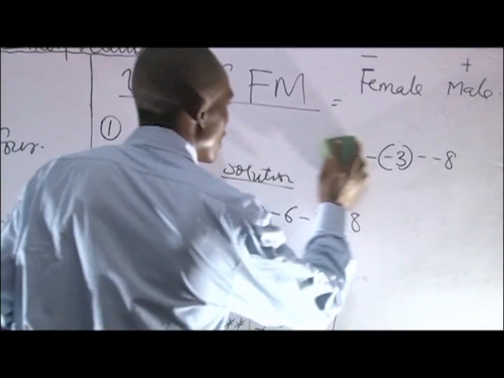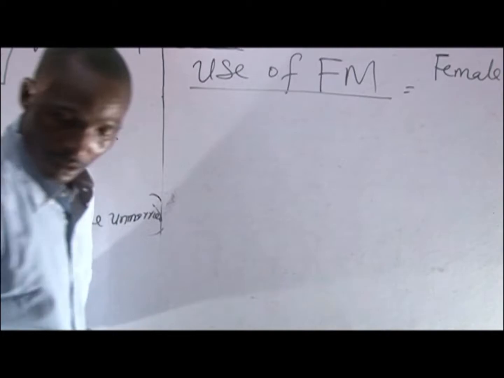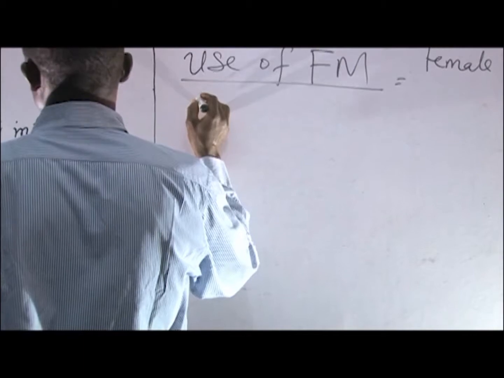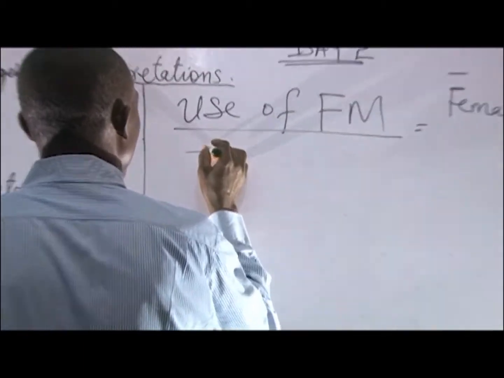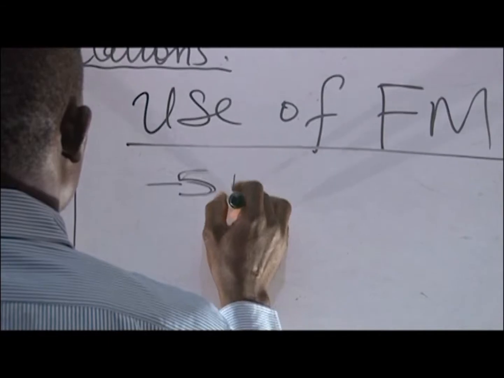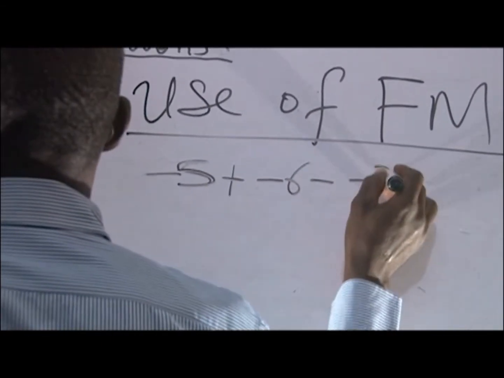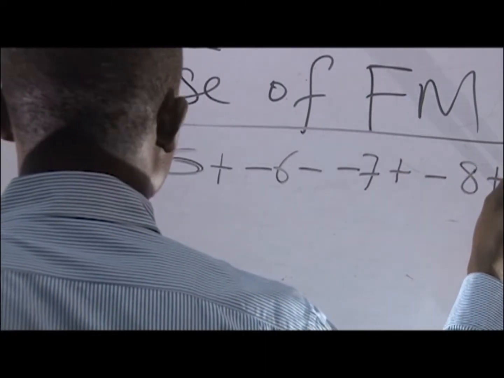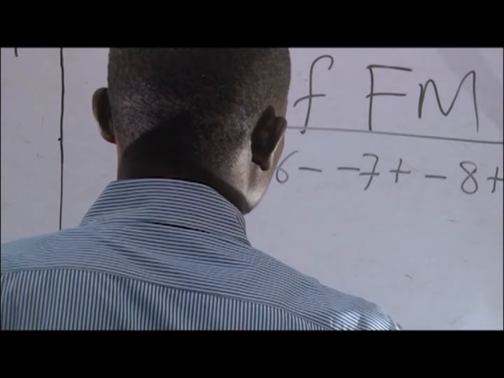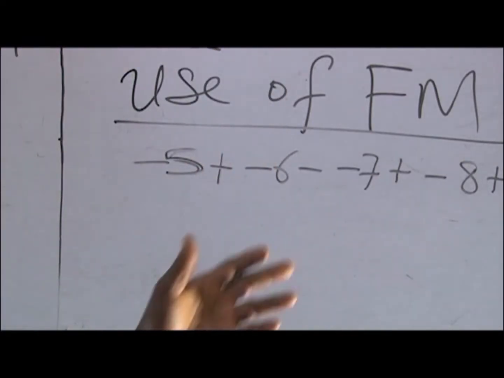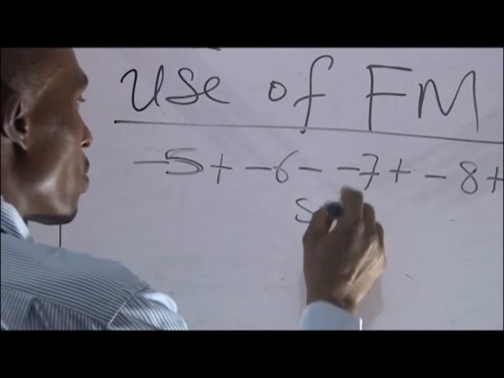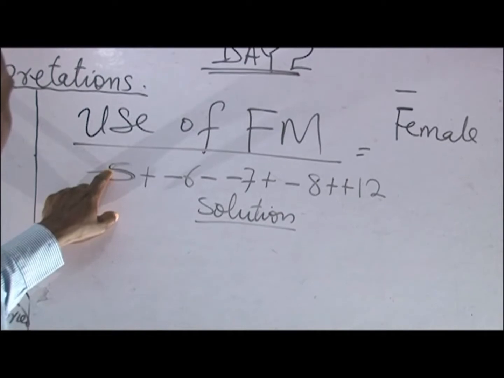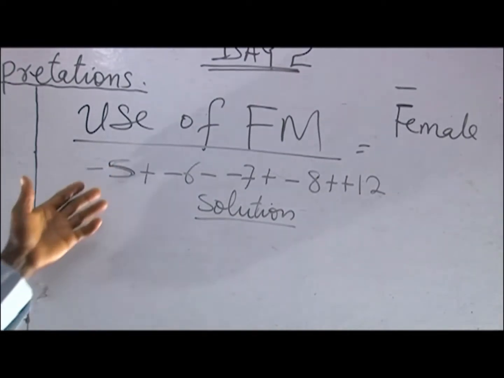Okay, this is the one we did before: -5 plus -6 minus -7 plus -8 plus 12. We did this before using OH. Now we're using FM here, so we must apply TG. Don't forget, that's the first thing we need to do.